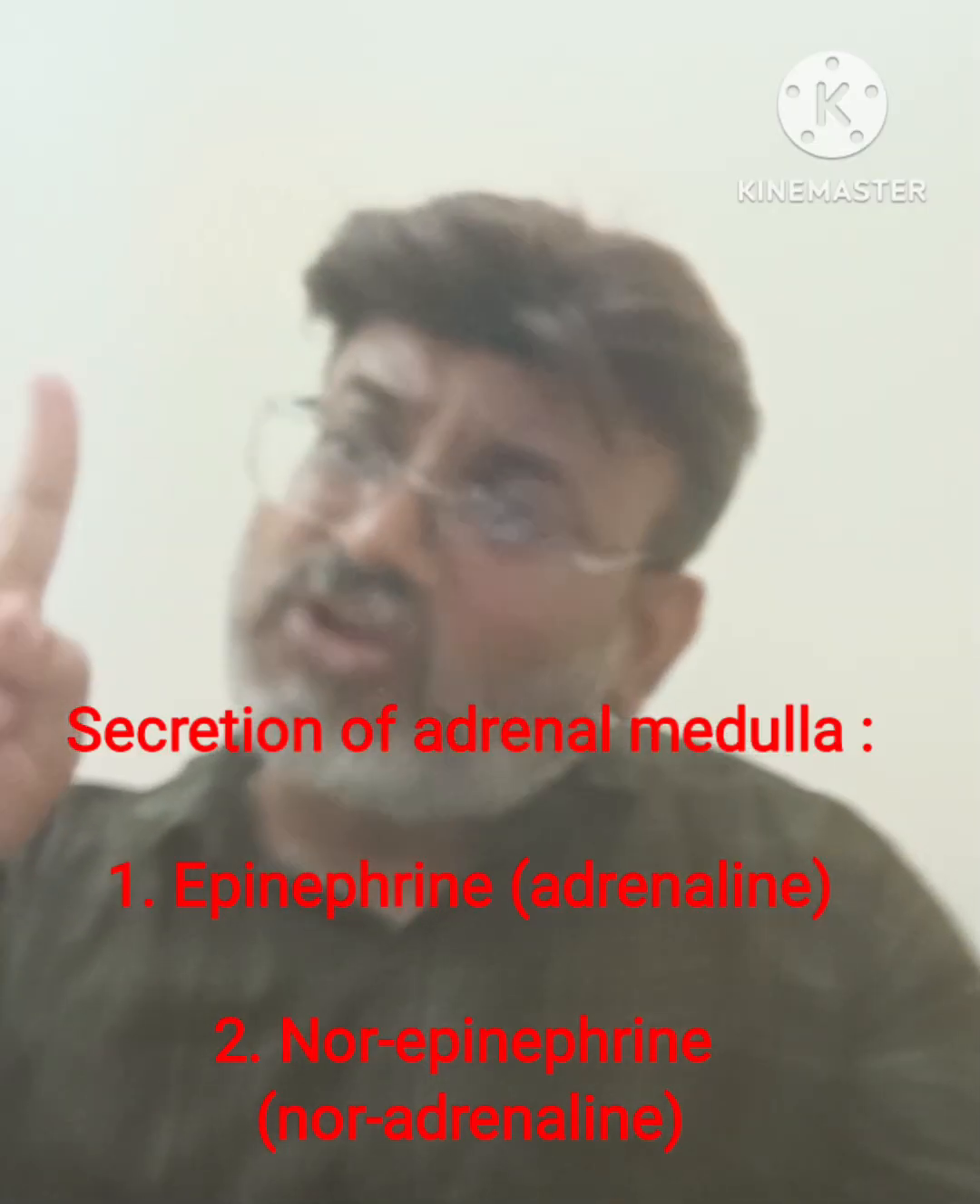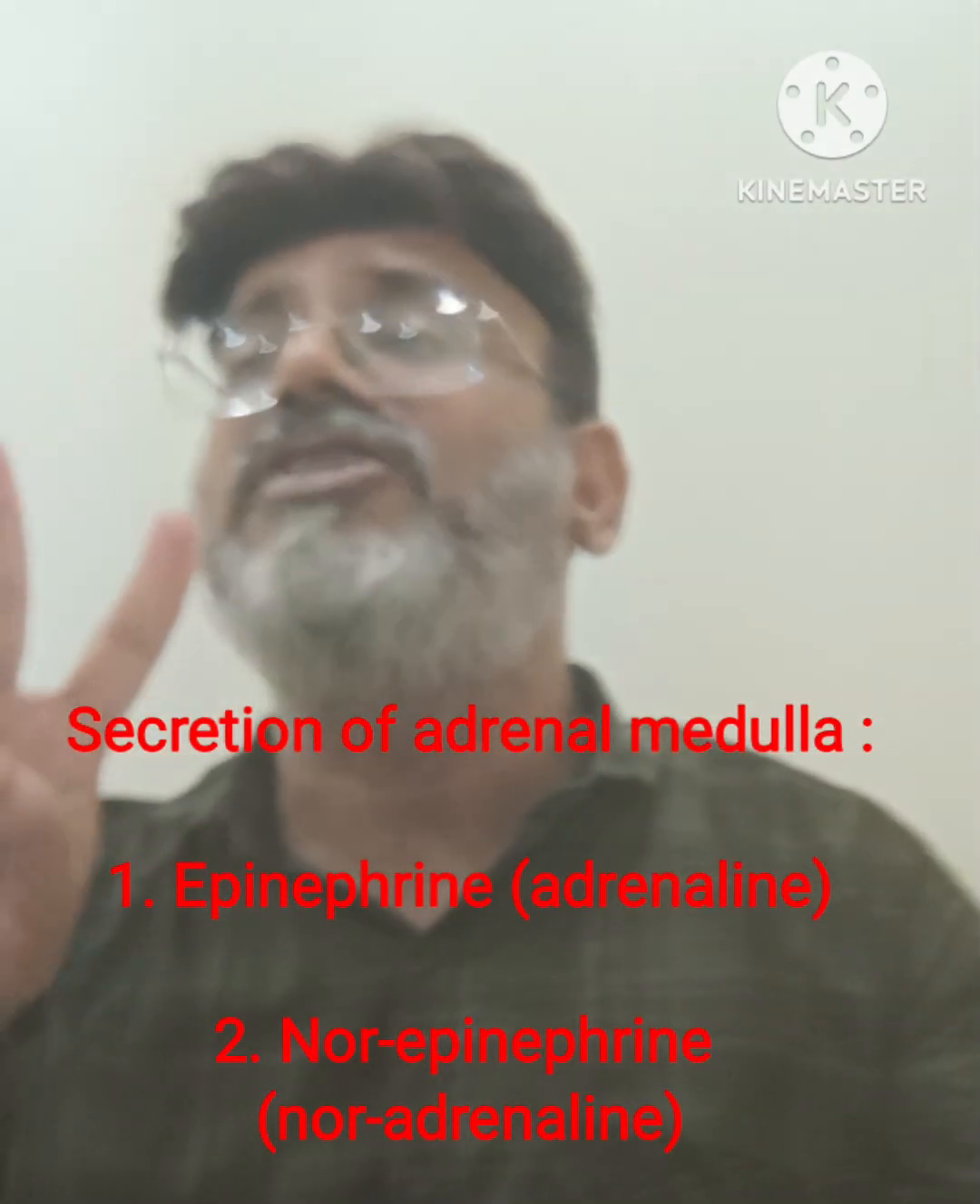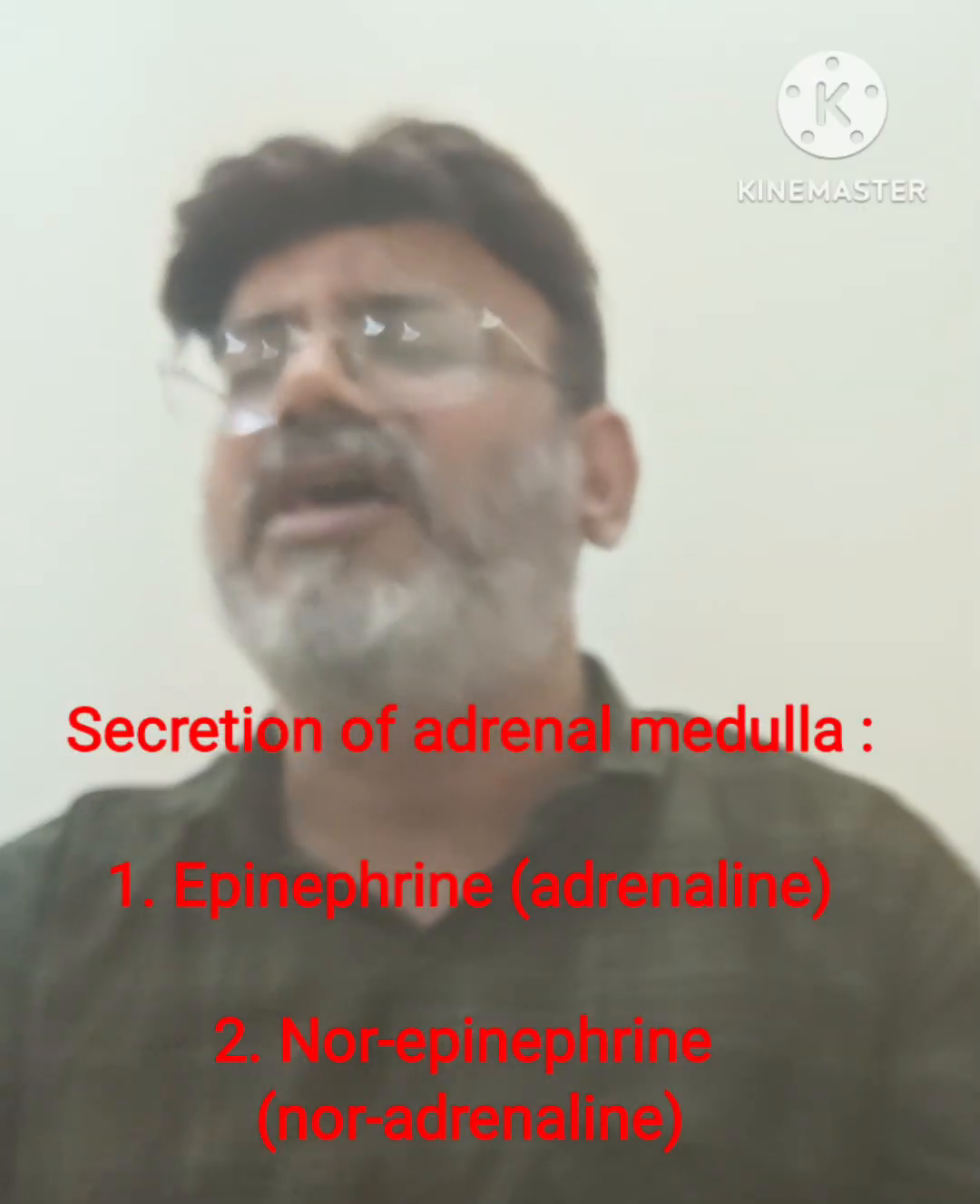Now we will discuss the inner part of the adrenal gland. The inner part of the adrenal gland, what I have told, what is it called? It is called the adrenal medulla. And this adrenal medulla is made up of chromaffin cells. We have already discussed. Now, the adrenal medulla secretes two types of hormone. One is epinephrine, which is also known as adrenaline, and another one is norepinephrine, which is also known as noradrenaline.